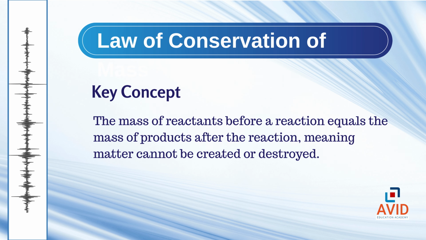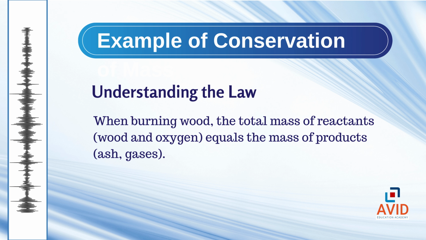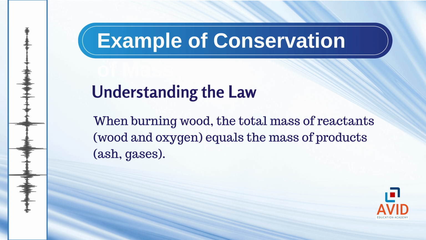Next, let's move on to the laws of chemical combination. The law of conservation of mass states that matter can neither be created nor destroyed in a chemical reaction. The total mass of the reactants, the starting materials, is always equal to the total mass of the products, the end result. For example, if you burn a piece of wood, the total mass of the wood and oxygen used in the reaction will equal the mass of the ash, gases, and heat produced.